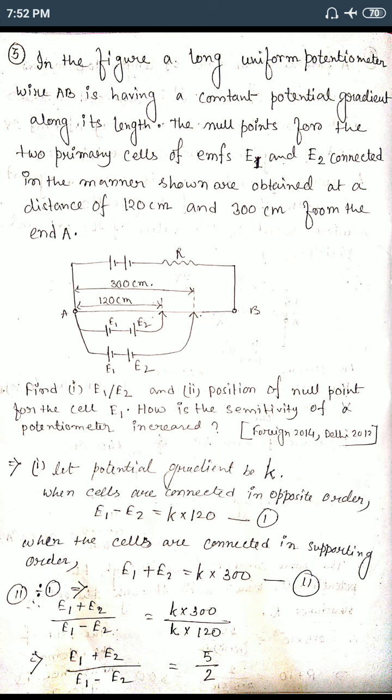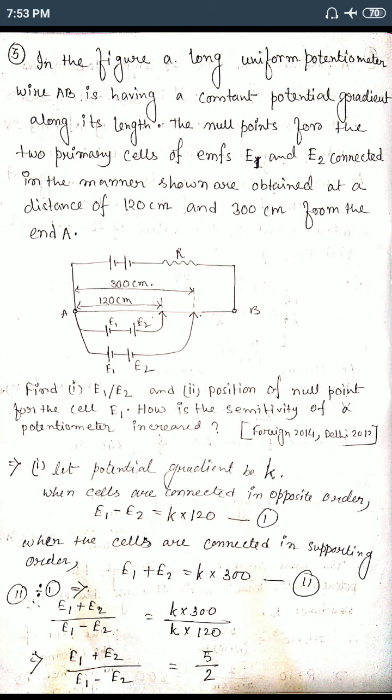This is a combined effect of E1 and E2 for both cases. But we find out the position of the null point only for E1. And how is the sensitivity of a potentiometer increased? We know how we can increase it. Okay, let's first solve the ratio. We find out E1 by E2.